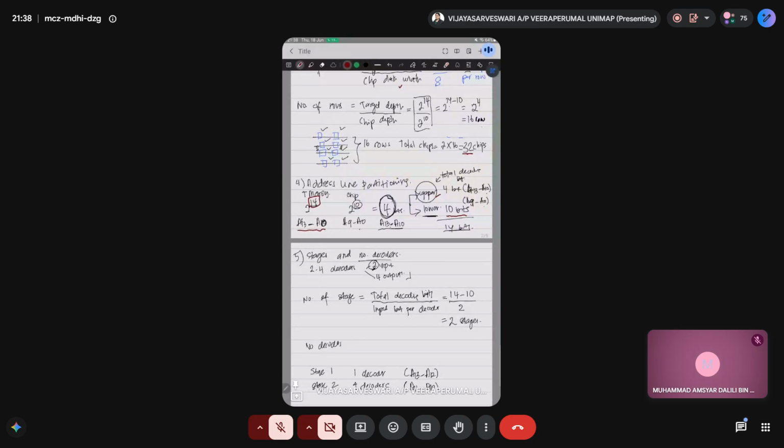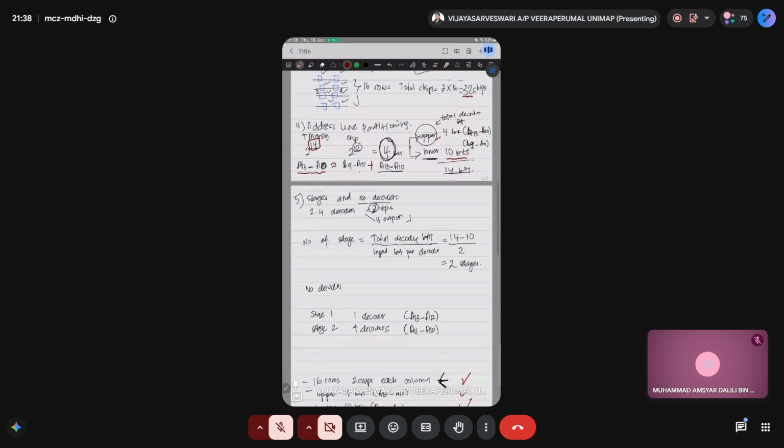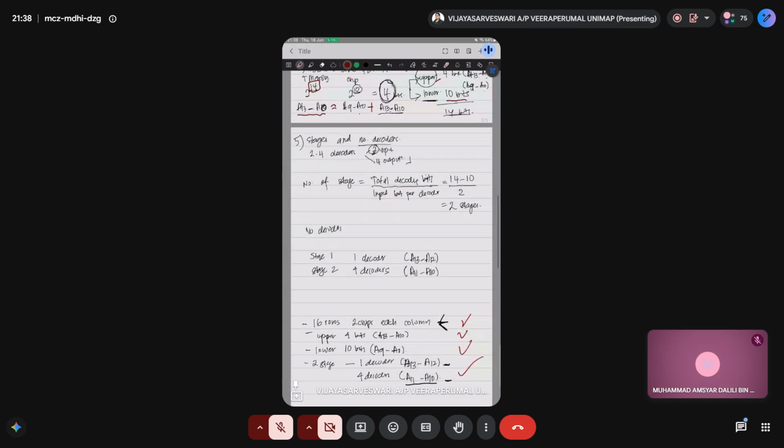So after that, when you add the 2, you will get something like this. This is an example. Then number 5, you are going to find the number of stages and the number of decoders you need. So how do you find the stages? If you still remember, what is our upper part? The upper part is 4 divided by the total input of the decoder. Our total input is 2. So 4 divided by 2.